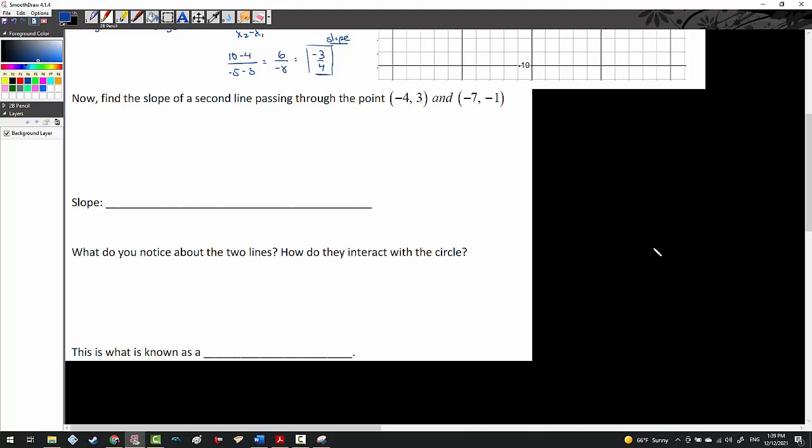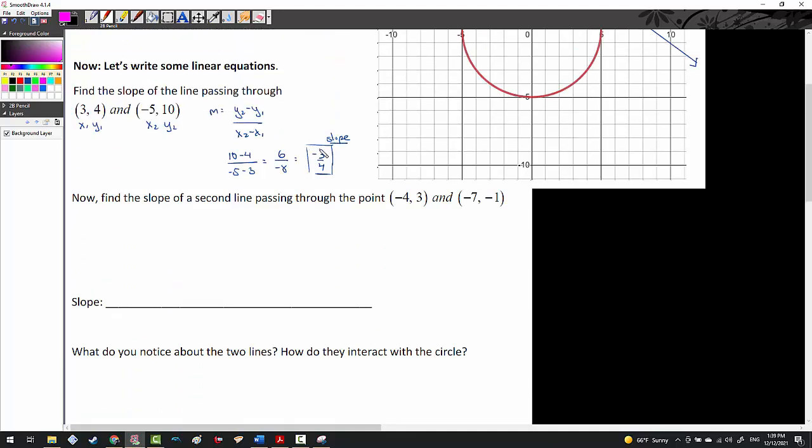And next thing we're going to do is we're going to find the slope of a second line passing through negative 4, 3 and negative 7, 1. So let's go and just find out that slope, and then we'll actually graph that line here. So why don't I go ahead and do it in a different color here. I'll go ahead and do it in purple. Hopefully it stands out enough against the circle. It's kind of purplish. I'll go ahead and do it in green.